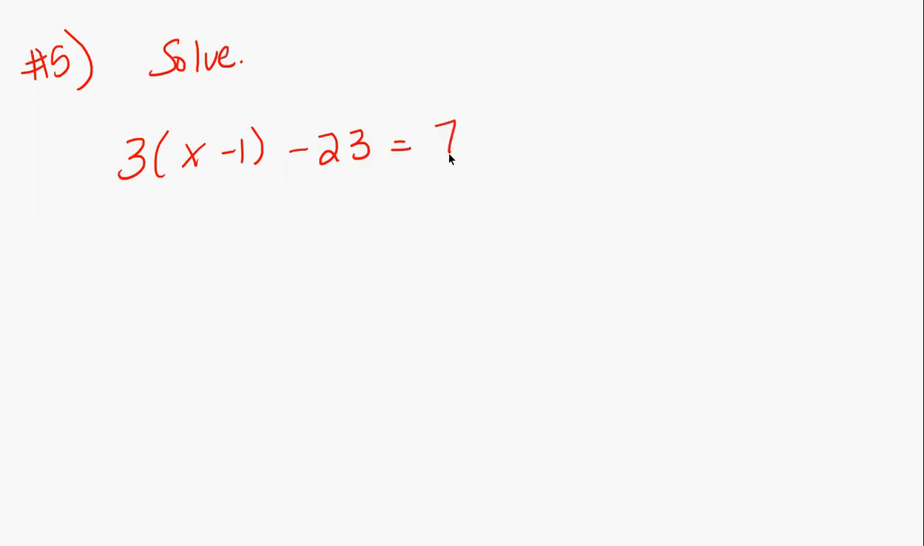All right, number 5. Number 5 just says solve. So it's going to be an equation. And here's the equation that they give us. 3 times x minus 1 minus 23 equals 7x minus 4 times x plus 3. So the first thing we're going to do is simplify on both sides.